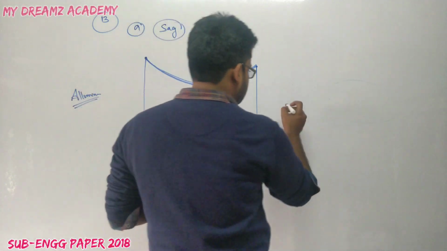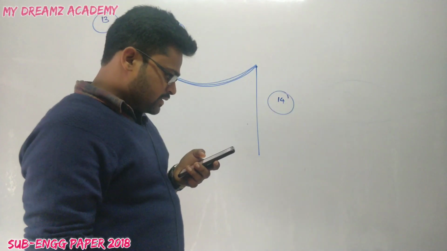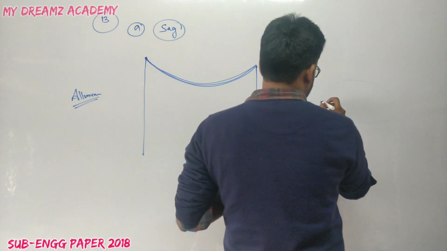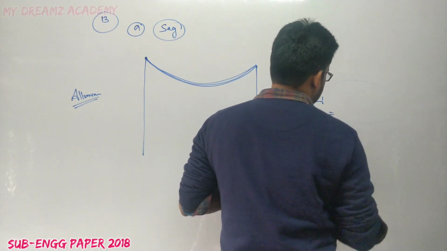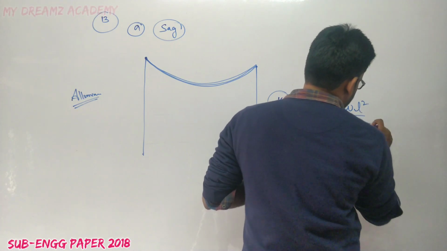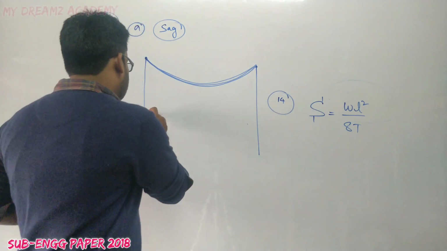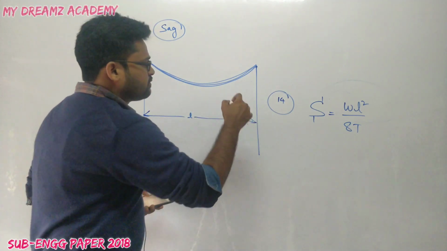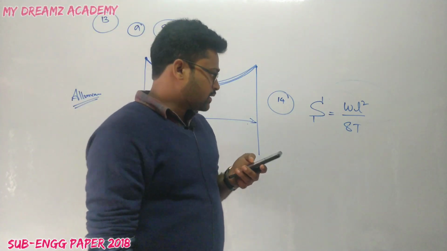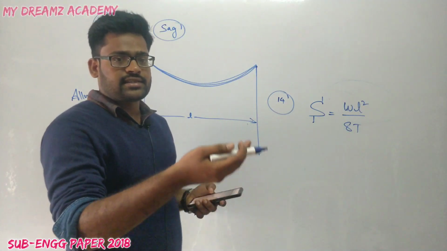Next question, that is 14th question. The sag in the transmission line is least affected due to. First of all, I am going to give you the sag formula. Sag is equal to W L square divided by 8 T, where W is the weight of the conductor, L is the length of the conductor, and T is the tension of the conductor. So sag is directly proportional to weight of the conductor. If the weight of the conductor increases, sag will increase.